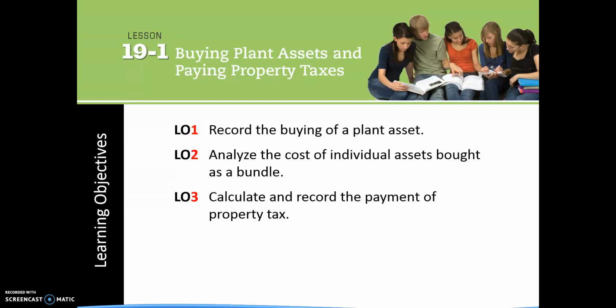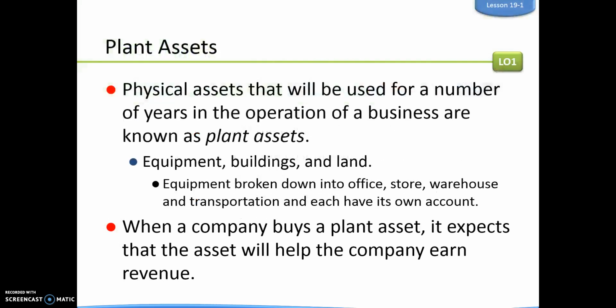All right, Accounting 2 kids, we are ready for chapter 19 now. 19 actually has 6 sections. It's one of our longest chapters ever. And so we're going to start out with talking about buying plant assets and how to pay property taxes. So let's dig in. First off, plant assets.